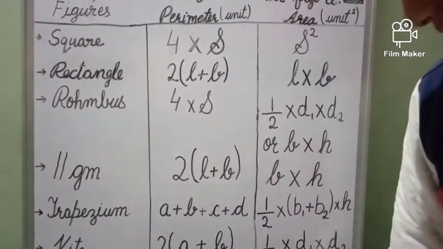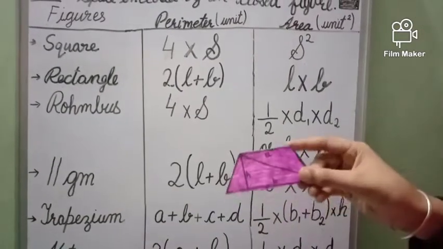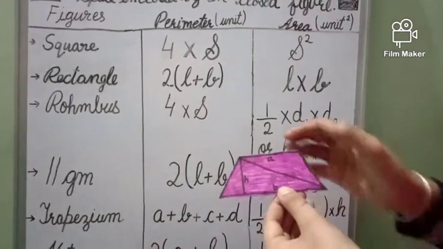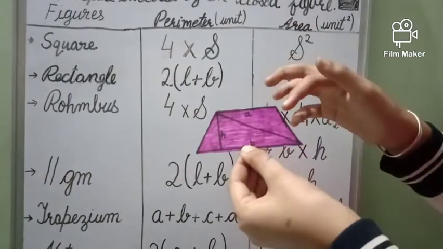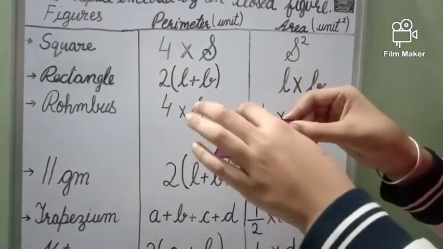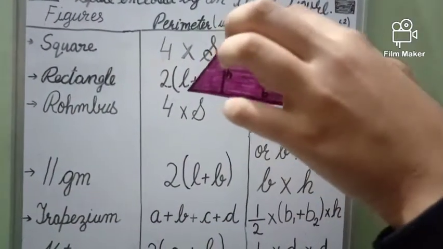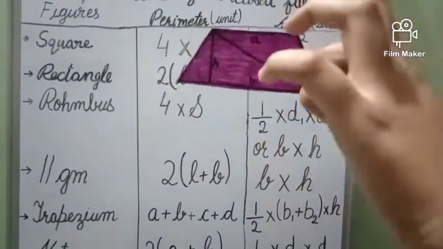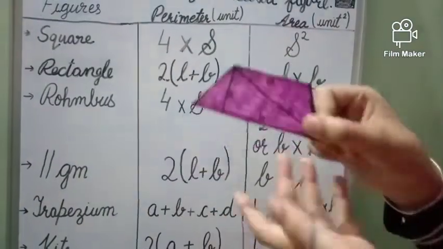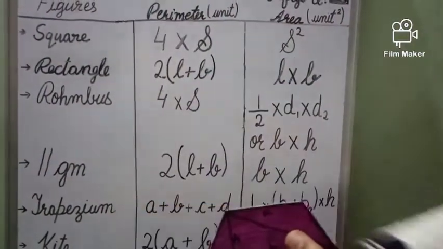So I have again made a trapezium. So here, as you know, all these sides would be the perimeter of this trapezium. So to find its perimeter, we'll simply add all these sides. So A plus B plus C plus D. So this would be the perimeter of the trapezium.